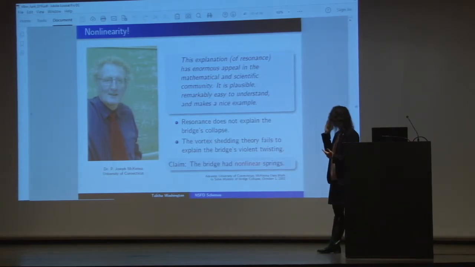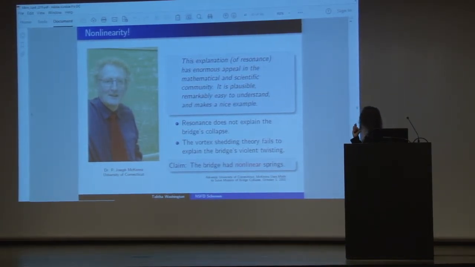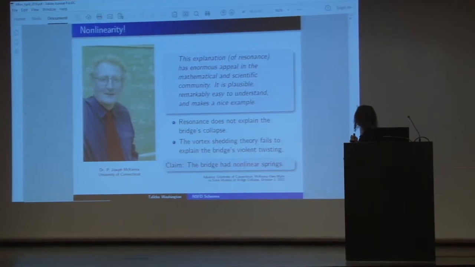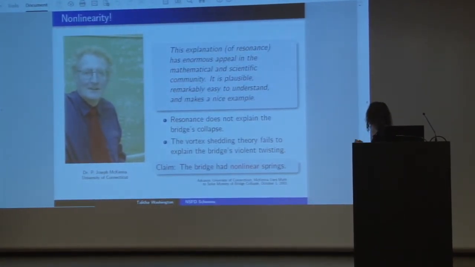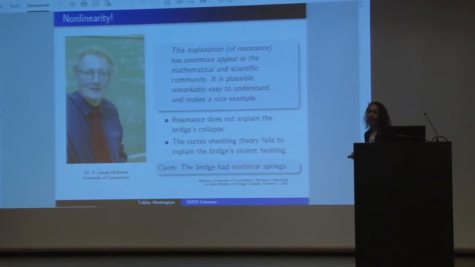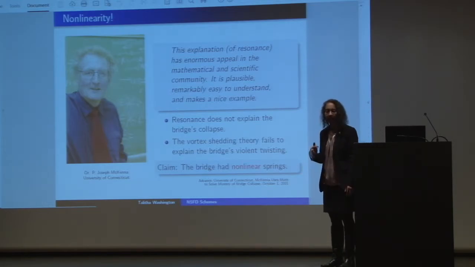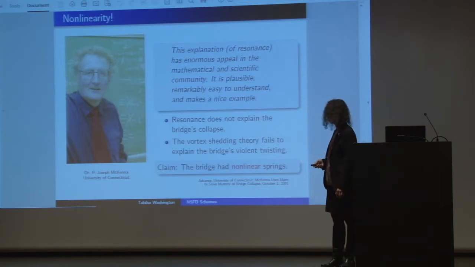So he said that the explanation of resonance has enormous appeal in the mathematical and scientific community. It is plausible, remarkably easy to understand, and makes a really nice example. Resonance does not explain the bridge's collapse. The vortex shedding theory fails to explain the bridge's violent twisting. His claim was that the bridge had nonlinear springs, and this nonlinearity was not incorporated into the model.